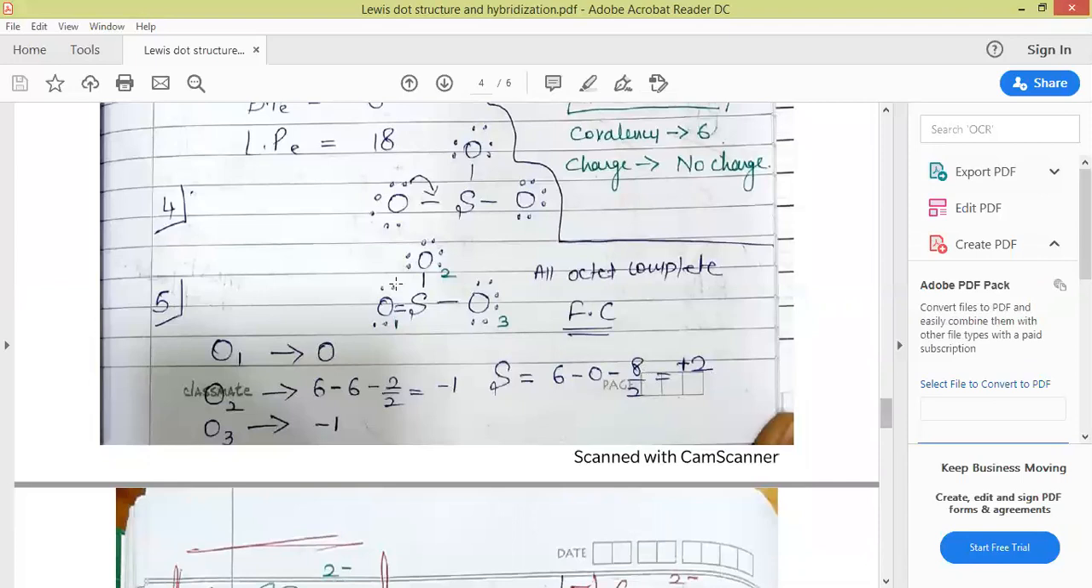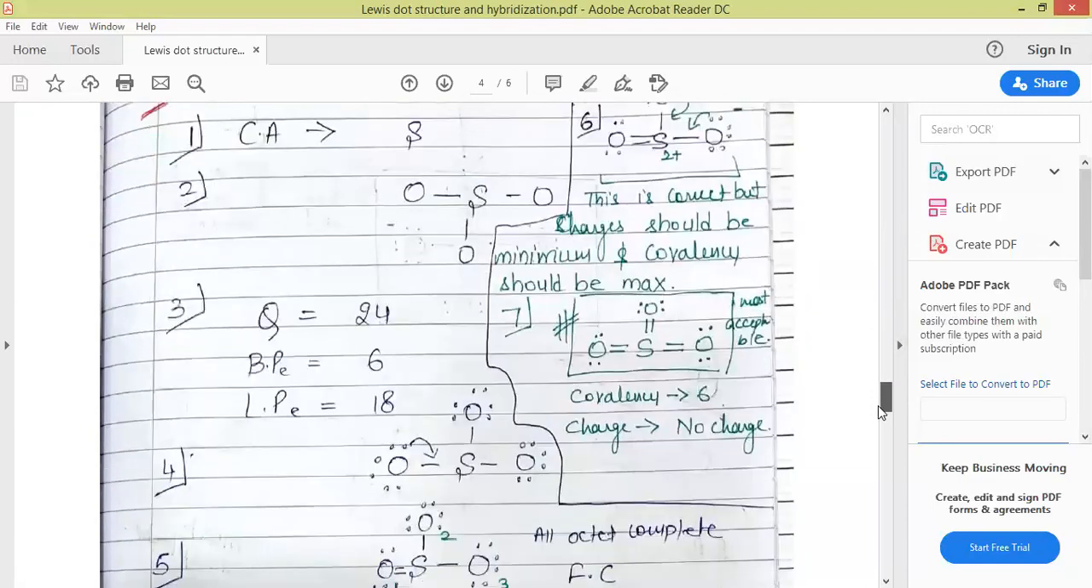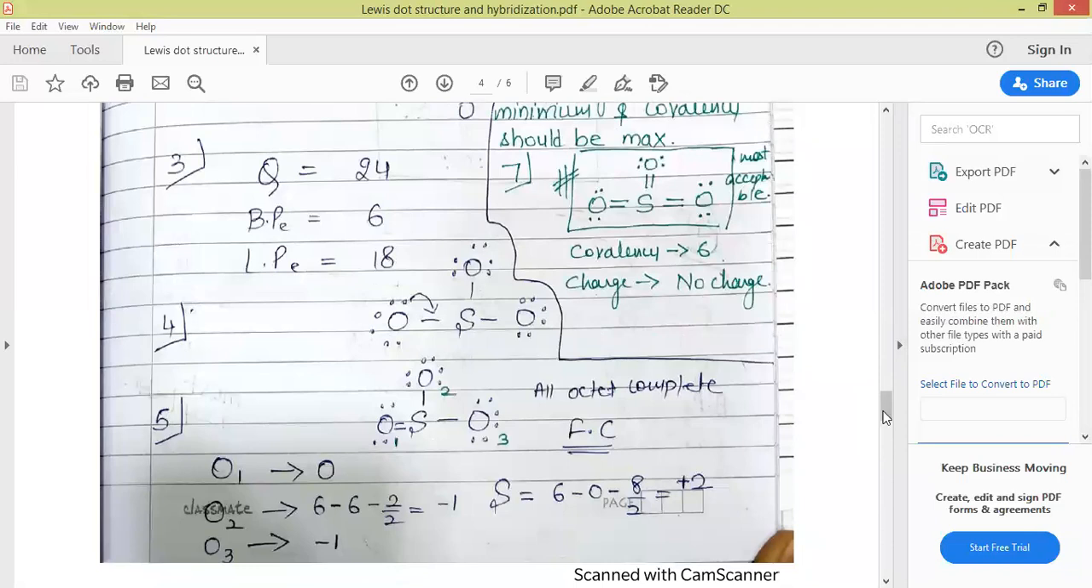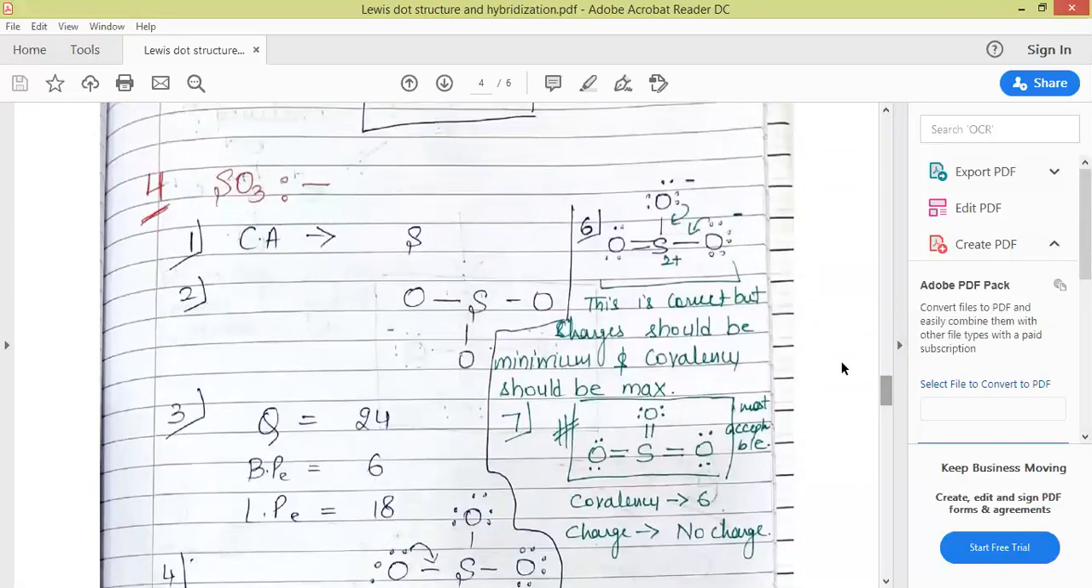Now this structure has a lot of charges present, and we can minimize this charge. By the Lewis rule, the most acceptable structure should have minimum charge separation, the minimum number of charges. So far we have reached this structure. What we can do is, as sulfur can extend its covalency to 6, and at present the covalency is 4.